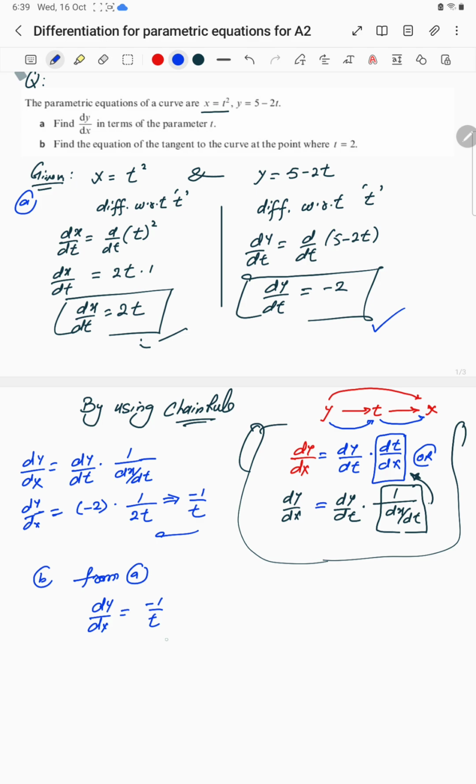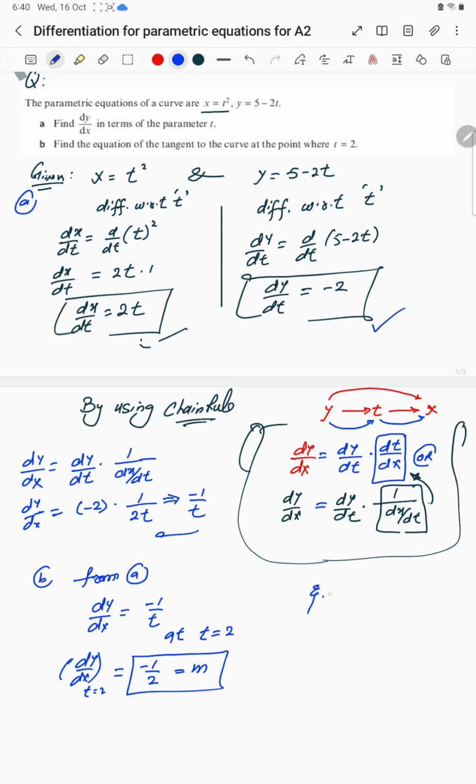So at t equal to 2, given, we have dy by dx, sorry, we have to find dy by dx at t equal to 2, which is minus 1 over 2, and this will give us the gradient m. So the value of m is this, and that will help us to find the equation of the tangent.